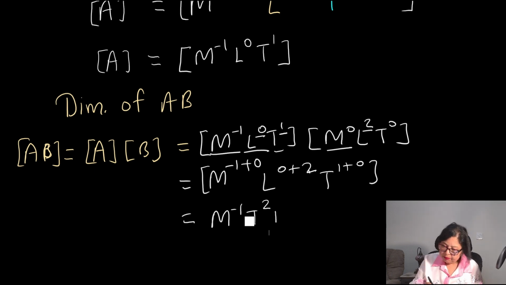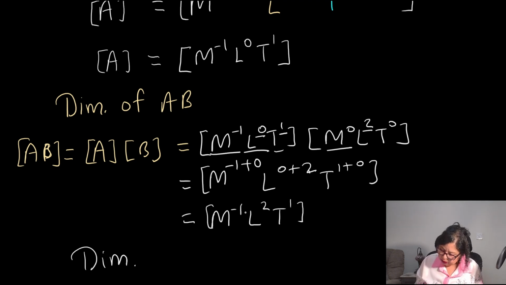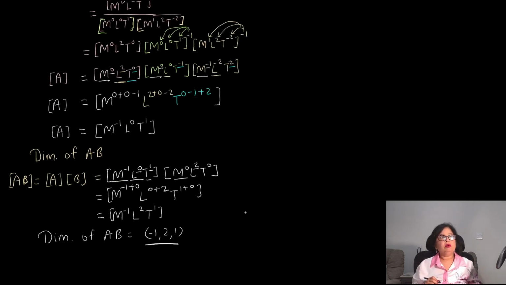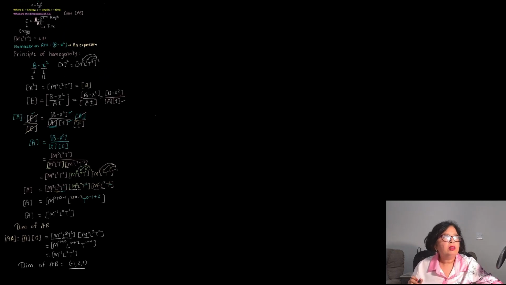Sorry, this is L here. L to the power 2, T to the power 1. So the dimensions of AB equals M to the -1, L to the 2, T to the 1. This is your final answer. Here you go. Got it? This was our entire solution here. It fits right here, okay?